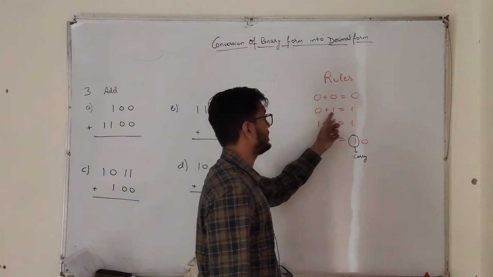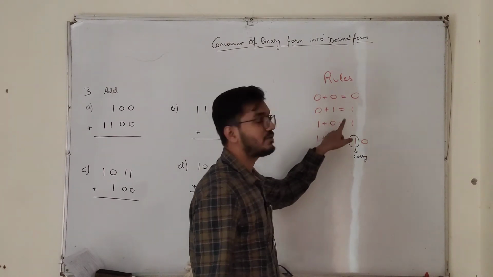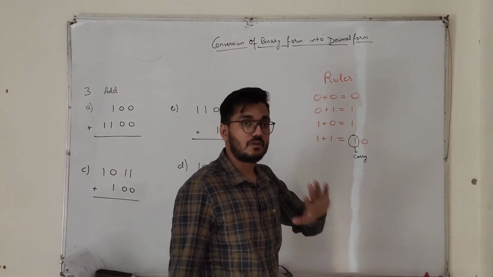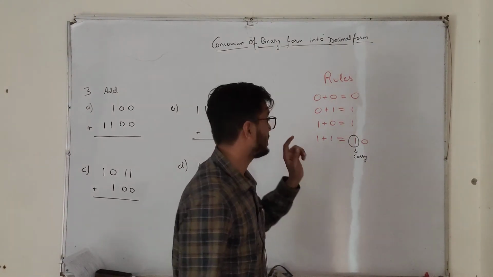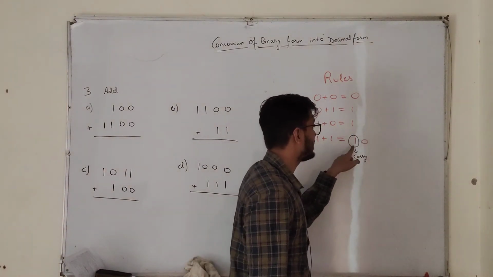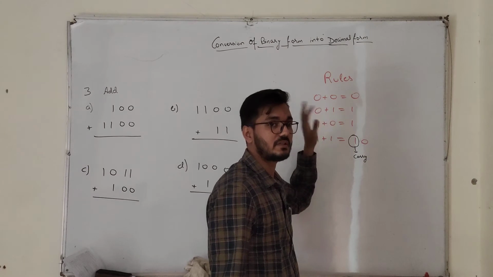0 plus 0 is 0. 0 plus 1 is 1. 1 plus 0 is again 1. 1 plus 1 is 2, we all know, but it is in decimal form. But here in binary form, it will be 1 0, where this 1 will be carried over to the next digit.